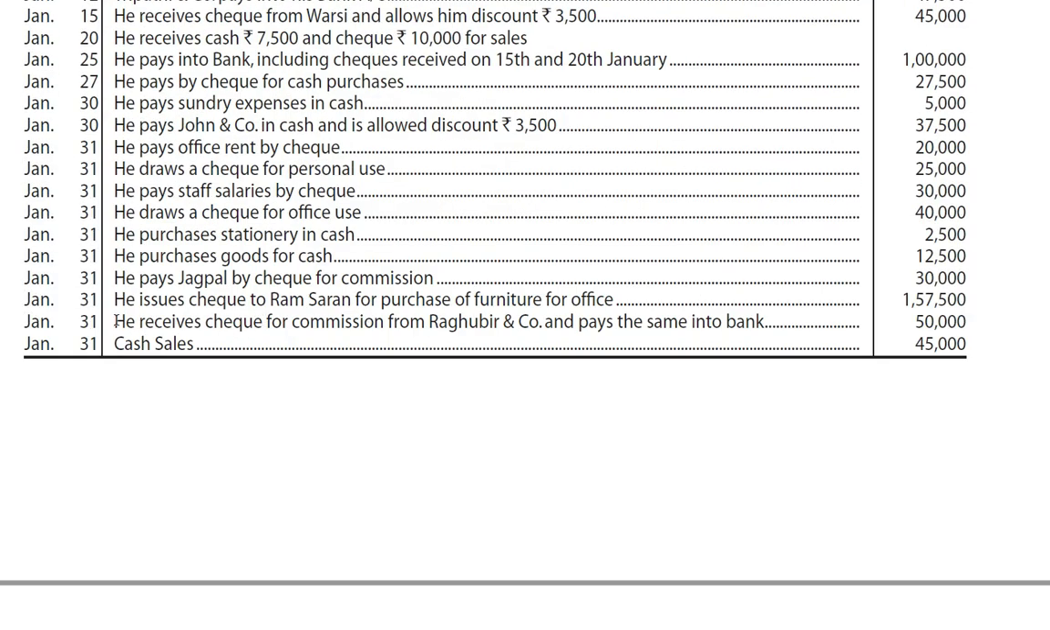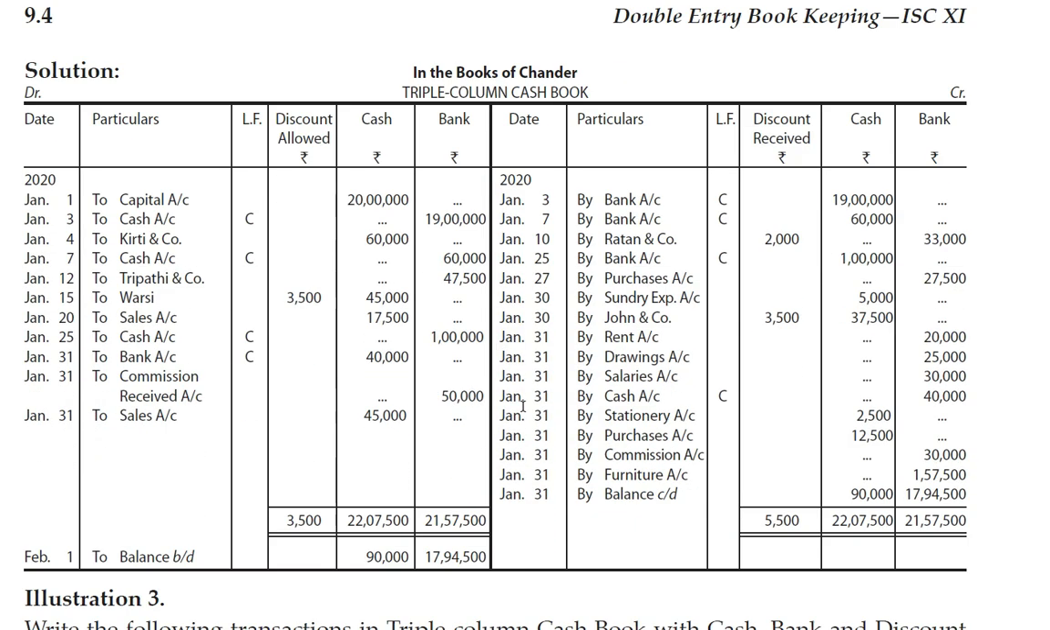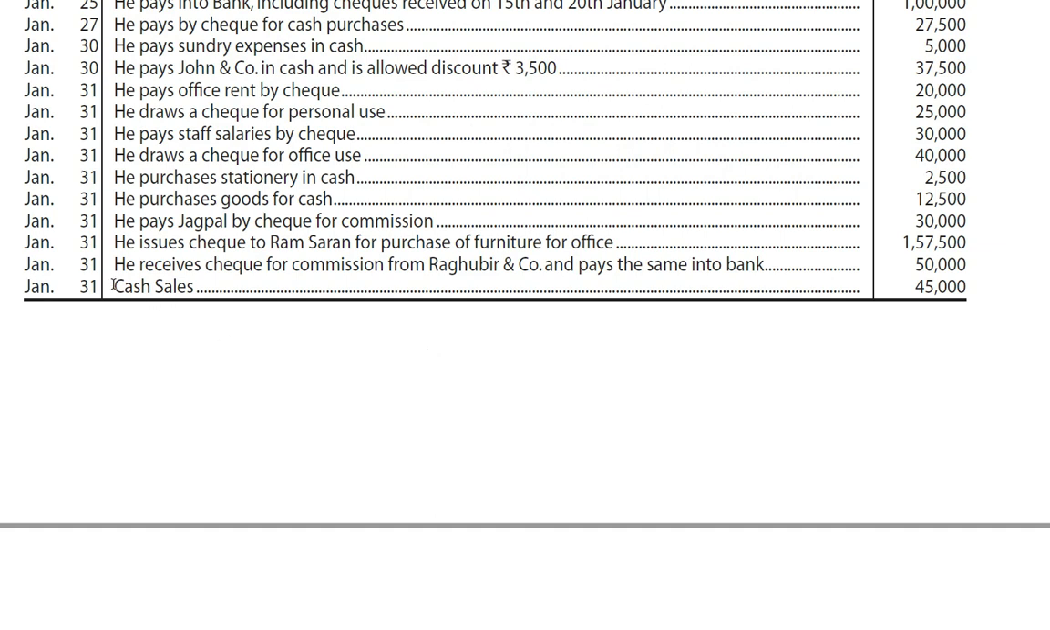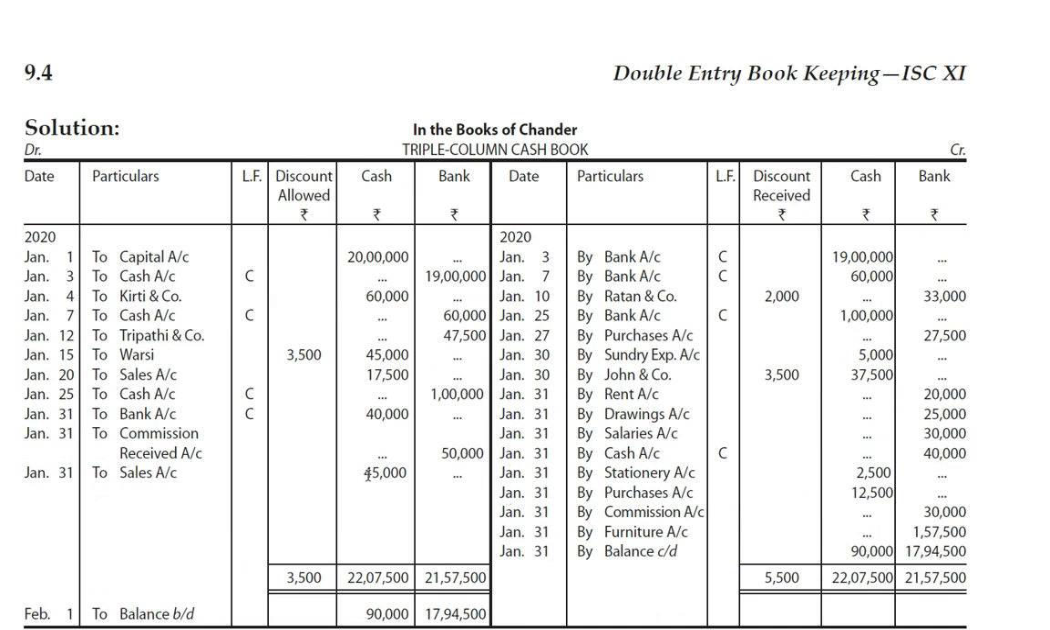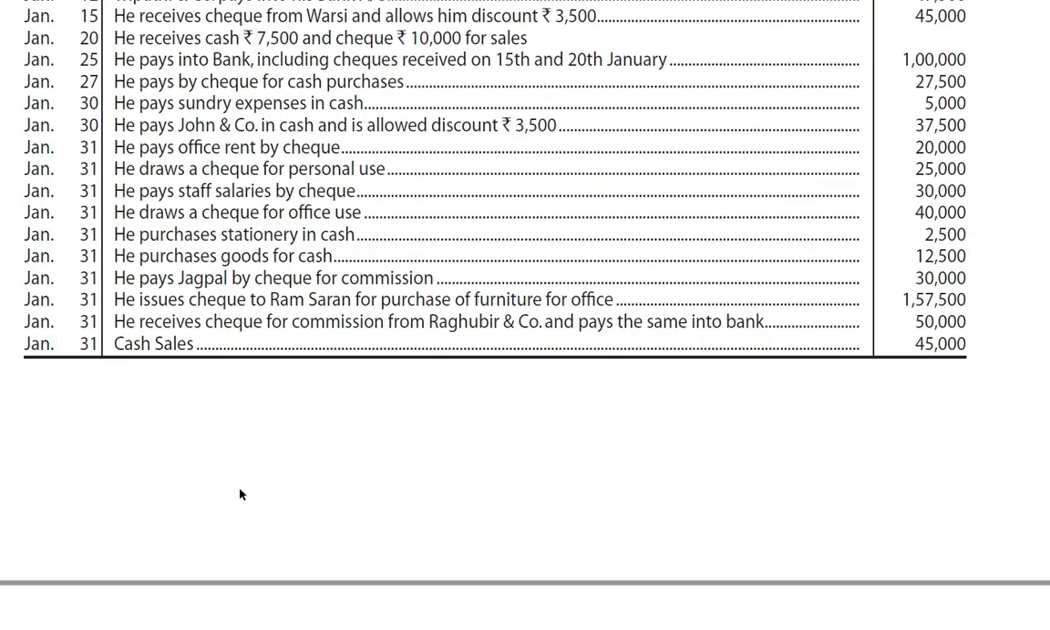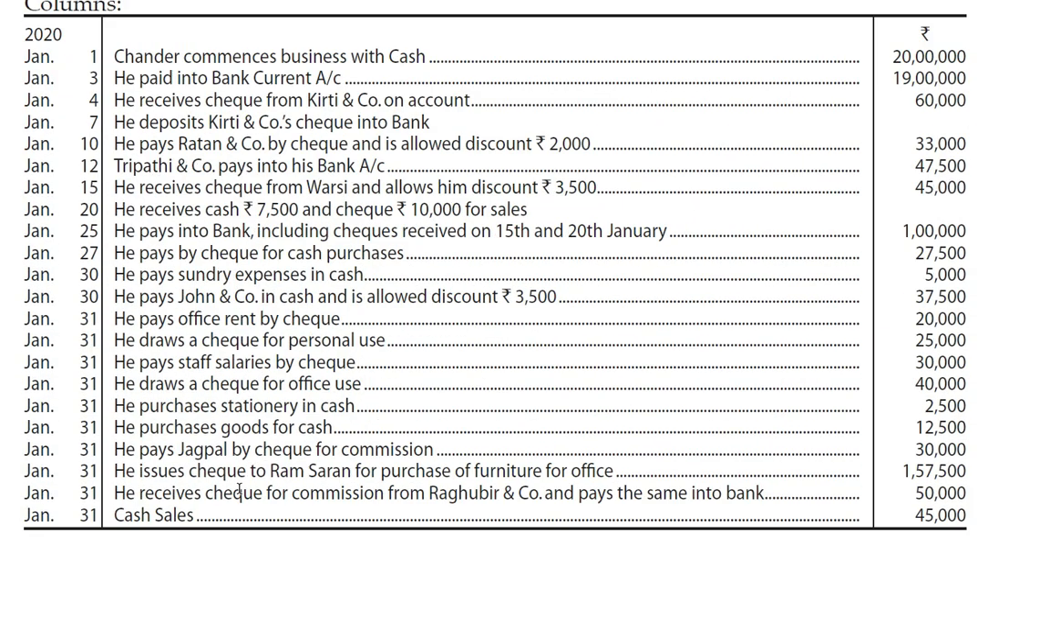He receives a check for commission from Raghubir and Co and pays it to the bank, 50,000 rupees. It's a receipt entry, so that 50,000 rupees to commission receipt, which you are putting in your bank account. Cash sales means that you are selling the goods, taking the money, that 45,000 rupees will be coming to the sales account. That's all your transactions covered.